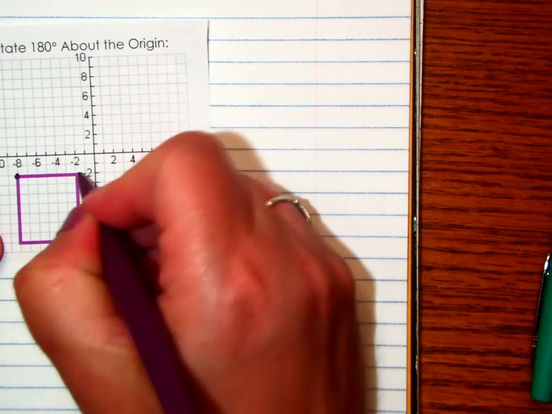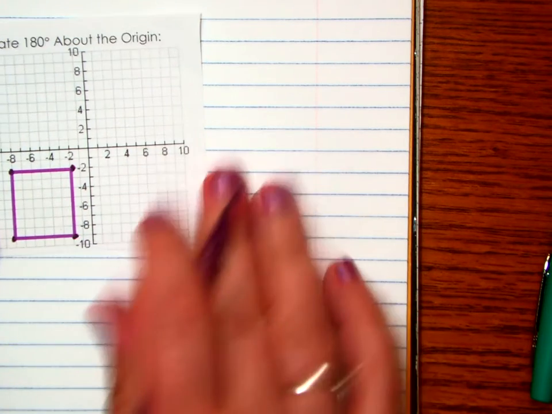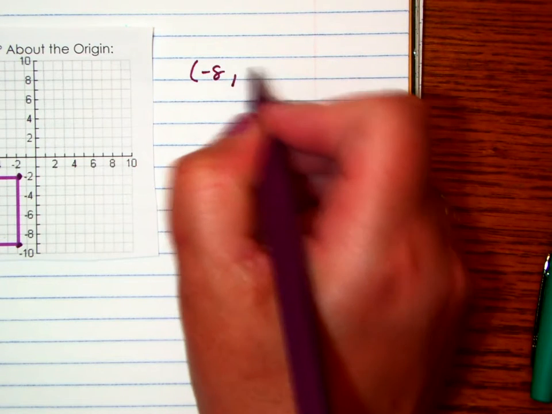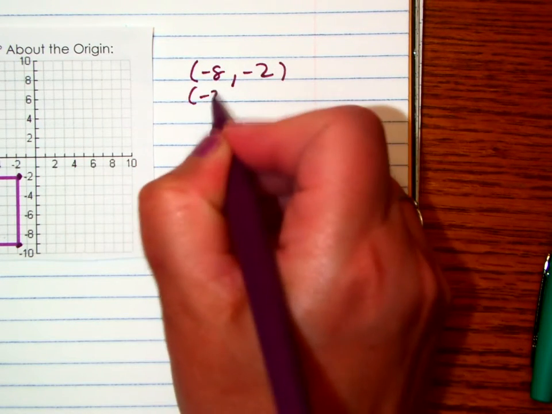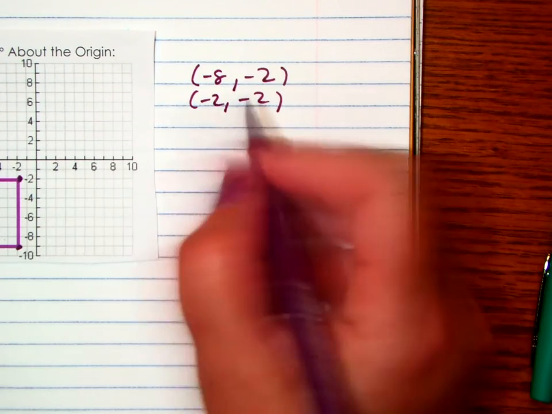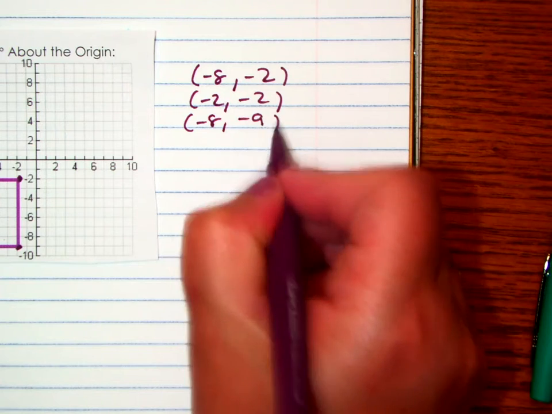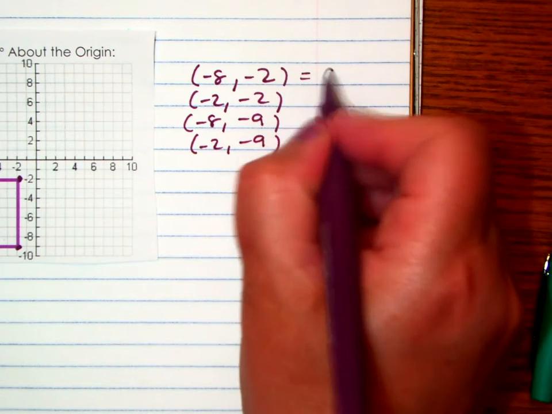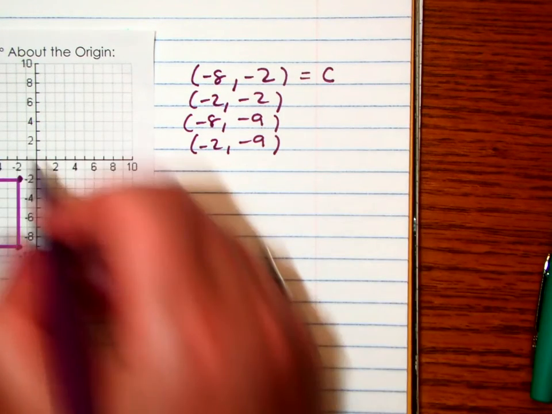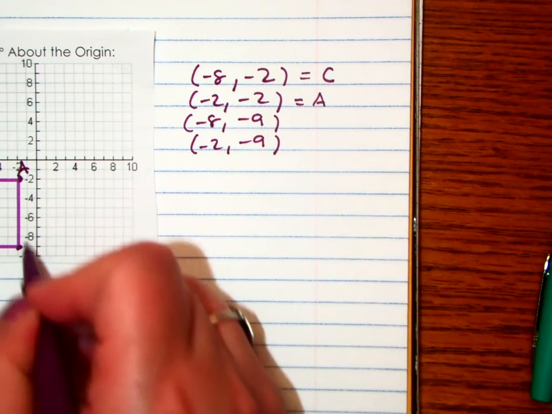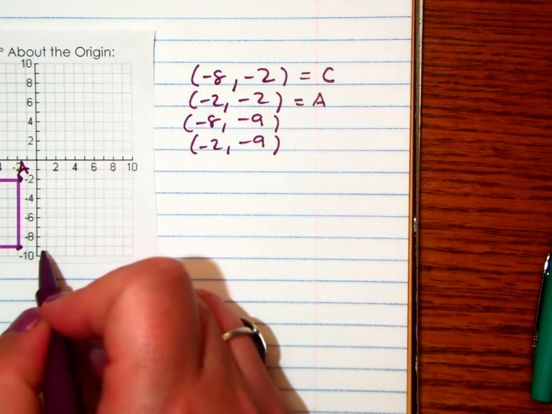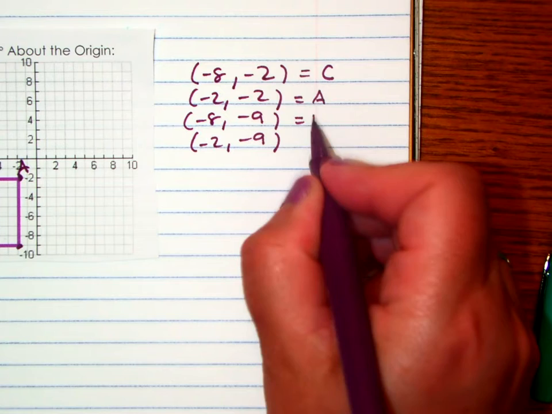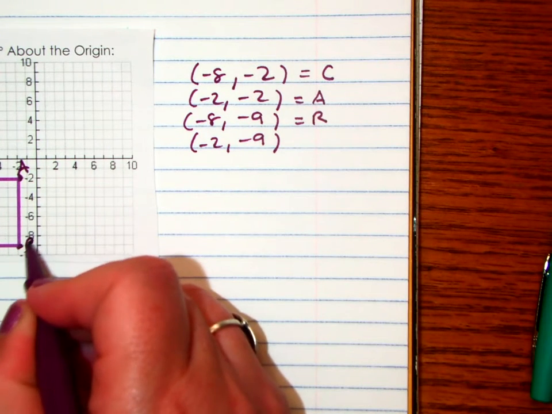So I'll write the original 4 points. The original 4 points were -8, -2, -2, -2, -8, -9, and -2, -9. We'll call the -8, -2 C, and -2, -2 is the A. Let's say the -8, -9 is R, and -2, -9 is D, for card.